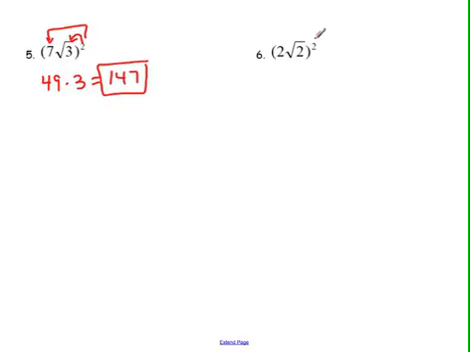For number 6, we'll square the 2. That'll give us 4. We'll square the square root of 2, which will give me 2. 2 times 4 is simply 8.